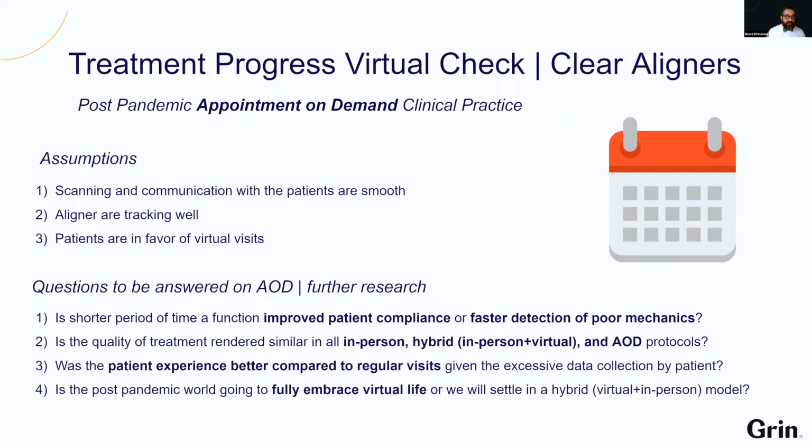The other thing is that the aligner is going to track well. I just showed you a study where they did the refinement even earlier than what you would think, right? So aligner tracking is always a battle. The other thing is that you would think patients are going to be favorable to virtual visits, right? When you look at all the studies out there on virtual check, it's not for everybody. So if I switch my clinic completely to appointment on demand, I'm going to lose some patients who are not interested in this model. So you've got to think about it.